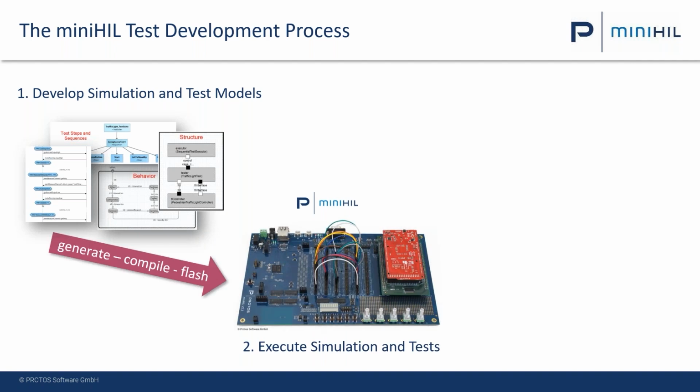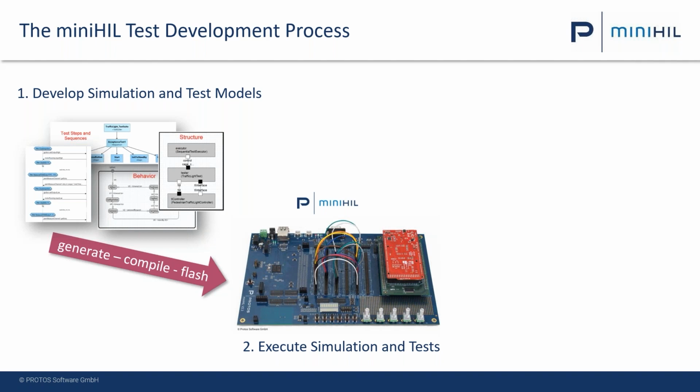We compile the code, we flash it to the miniHIL board, and now the image is running directly on the miniHIL board because it needs to be hard real time. For example, to simulate the motor control, you need frequencies between 10 and 30 kilohertz. And of course, we can do that. If we couldn't do that, we could not simulate the environment for a motor control.